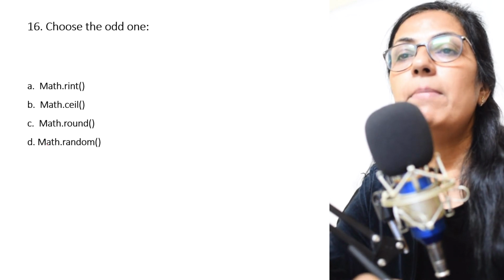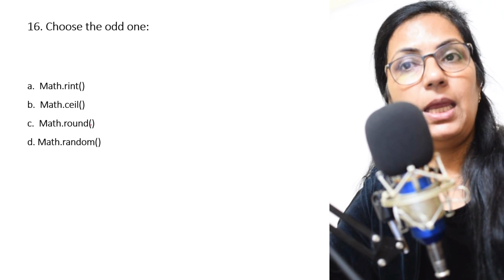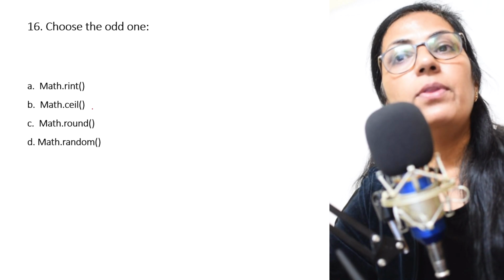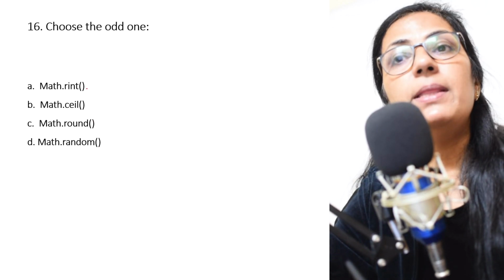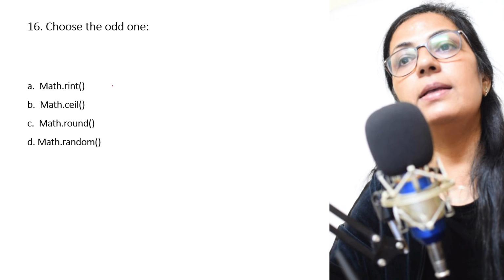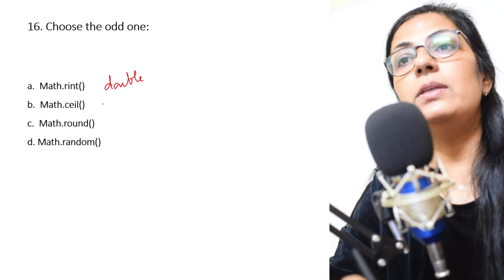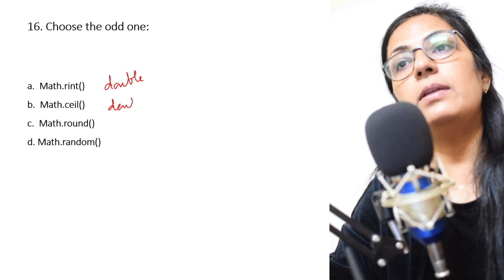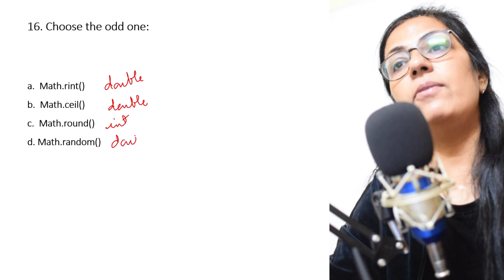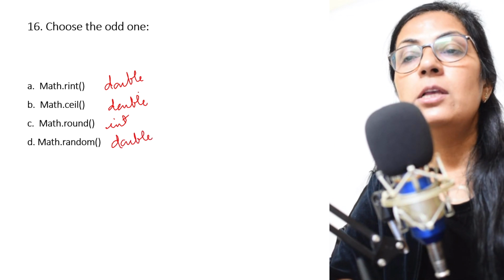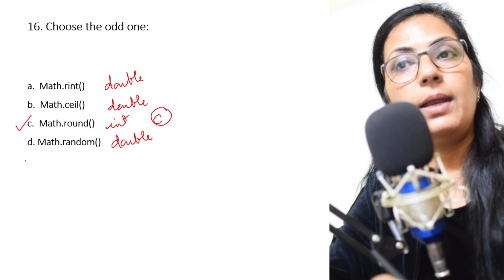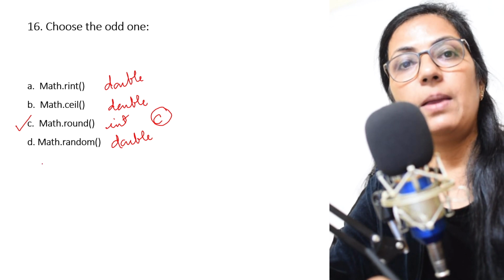Next we have math.rint, math.ceil, math.round, math.random. Children, all these are the names of mathematical functions. So which will be the odd one out of these? Let us check. Math.rint gives us the return value in double type. Ceil also gives the return value in double type. Round gives an int type, and random function gives the value in double type. So based on this, we have option C as the odd one, right? Because it is returning an int type value.